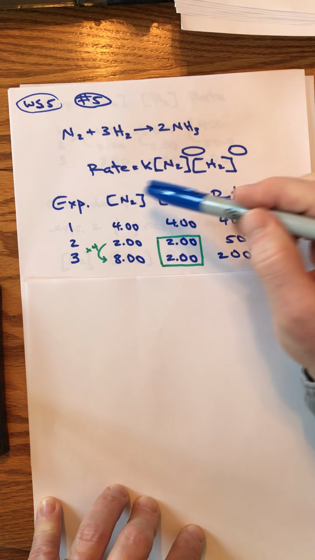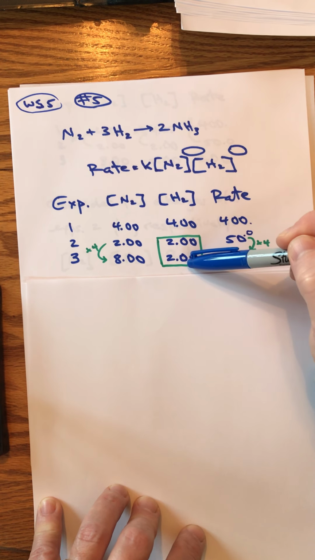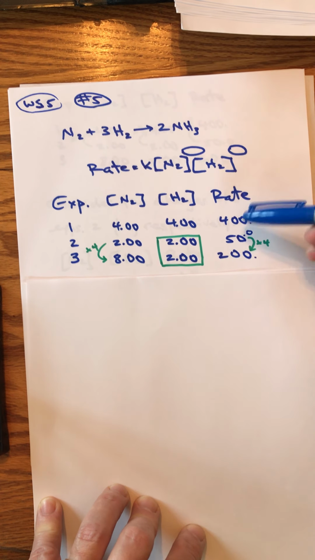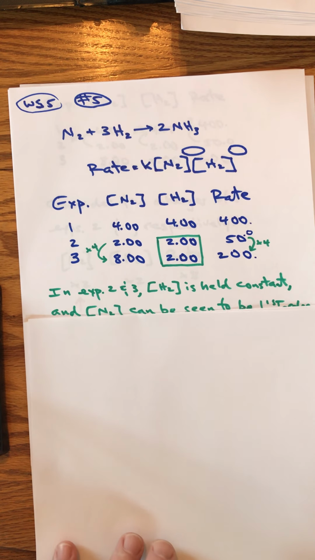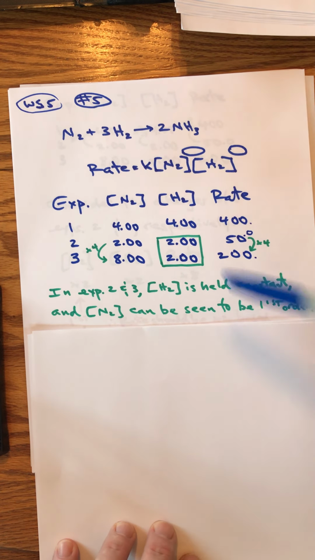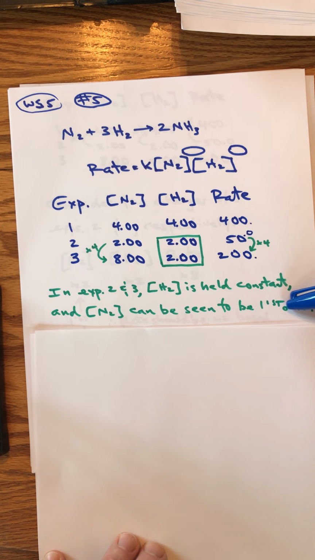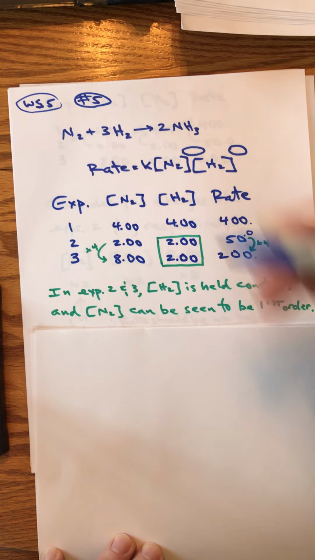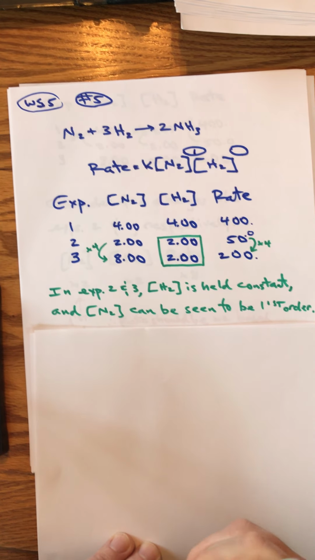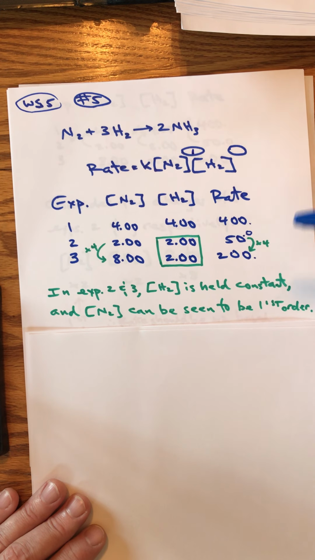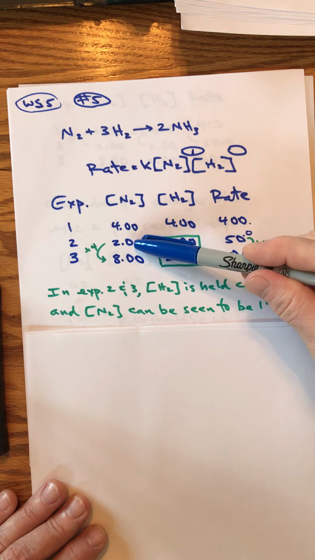Sorry about that. Once again, hydrogen doesn't change. Nitrogen goes from 2 to 8, that's a factor of 4. My rate goes from 50 to 200, that's also a factor of 4. So in experiments 2 and 3, hydrogen's held constant, N2 can be seen to be first order. Okay, so N2 is first order. And now I look for a series of experiments where I hold nitrogen constant and I look for the effect of changing hydrogen. Don't have it.